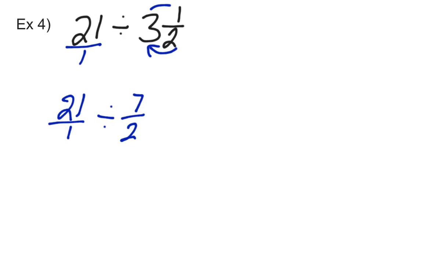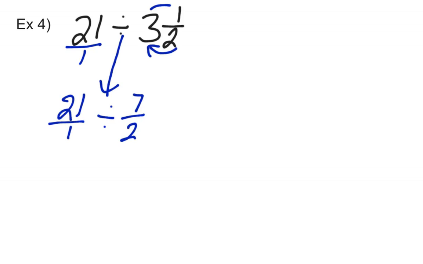Now when I rewrite this, notice that it's still division. Okay, I didn't do any leave it, change it, flip it stuff yet. I still have to do that. All I did was write the whole number over 1, and 3.5 I made improper. Now what you have to do is go ahead and do the leave it, change it, flip it, and then finish the problem. So go ahead, pause the video, finish up.